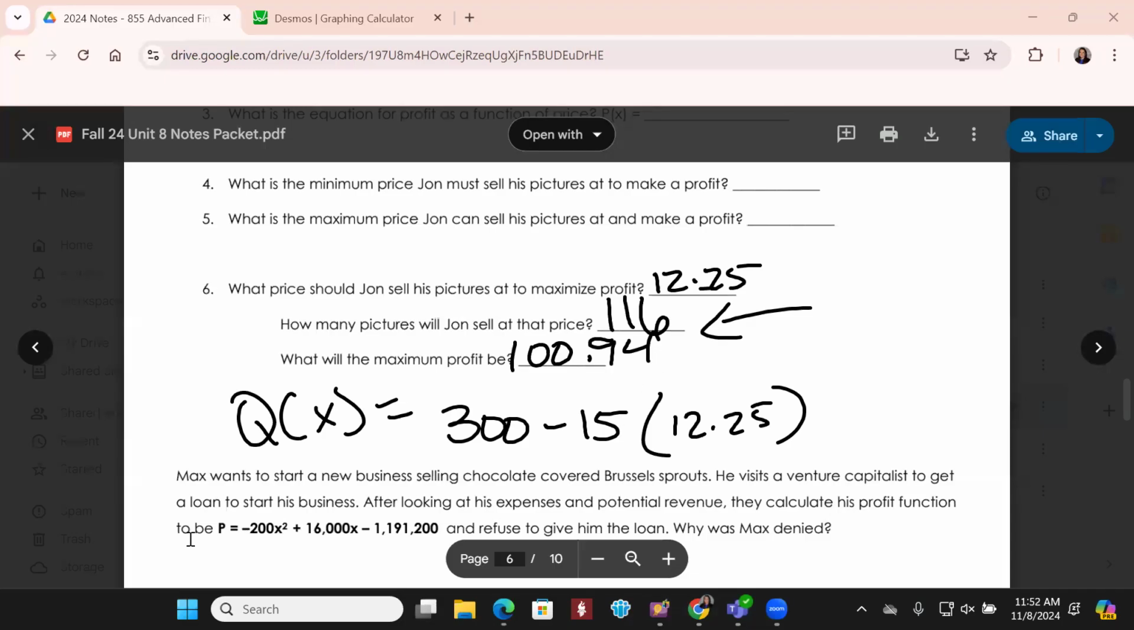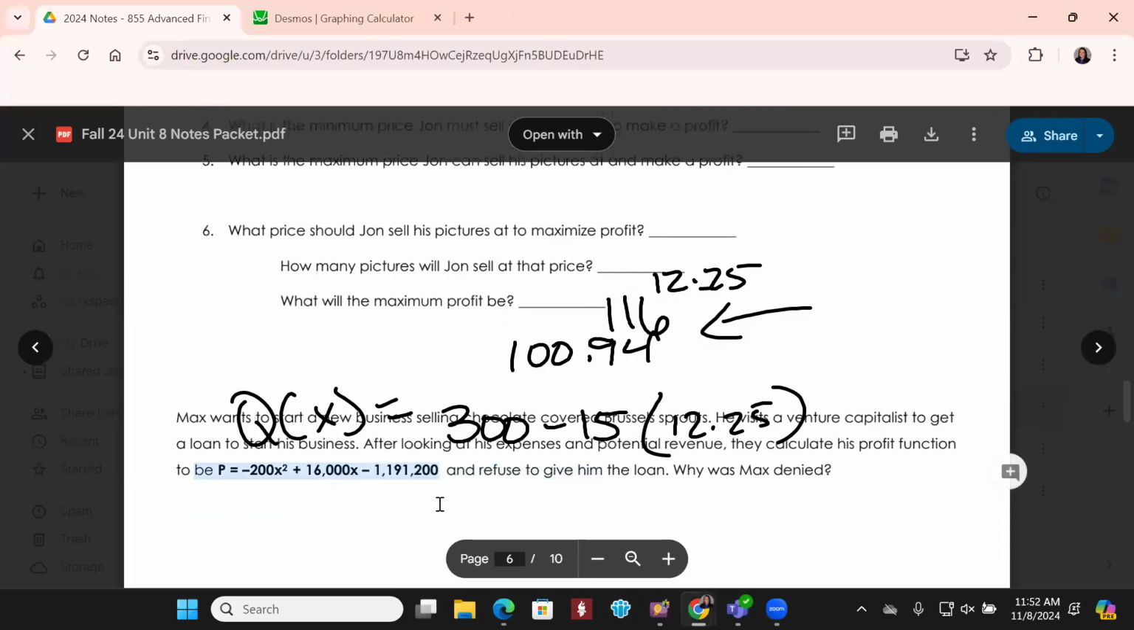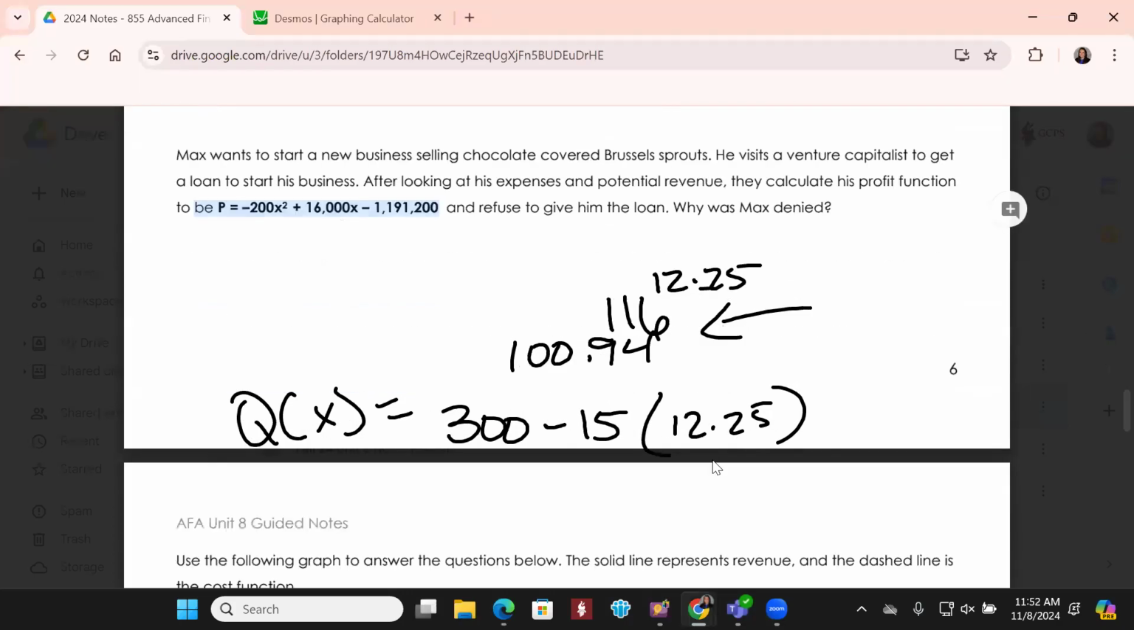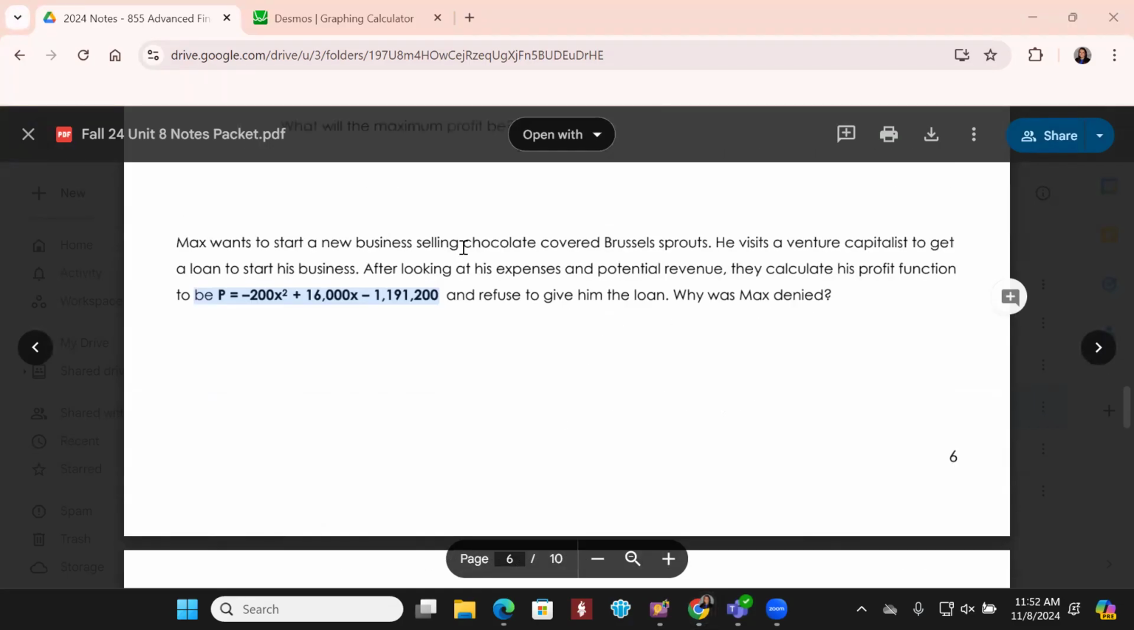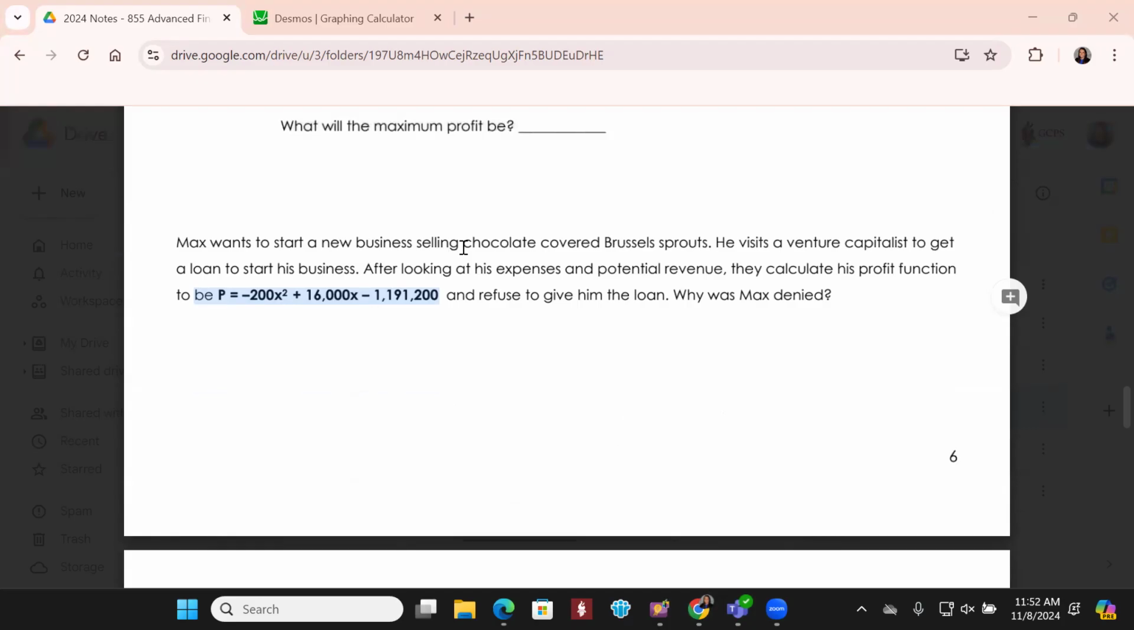Okay. All right. Take this equation, and I want you to figure out why would they refuse to give him a loan, besides the fact that they're trying to sell chocolate Brussels sprouts. Don't even react to that. They're trying to sell chocolate-covered Brussels sprouts. That's nasty. Ron, you good, babe?